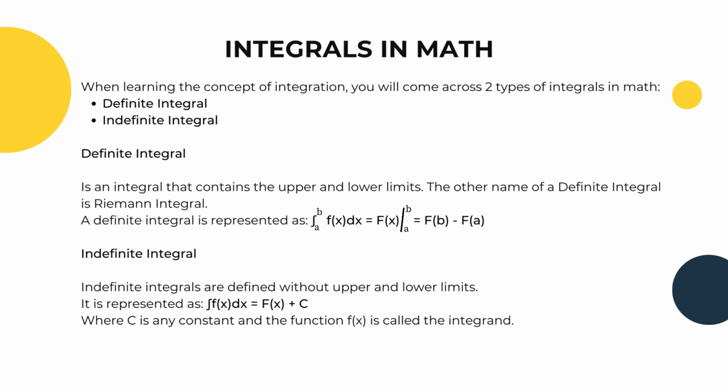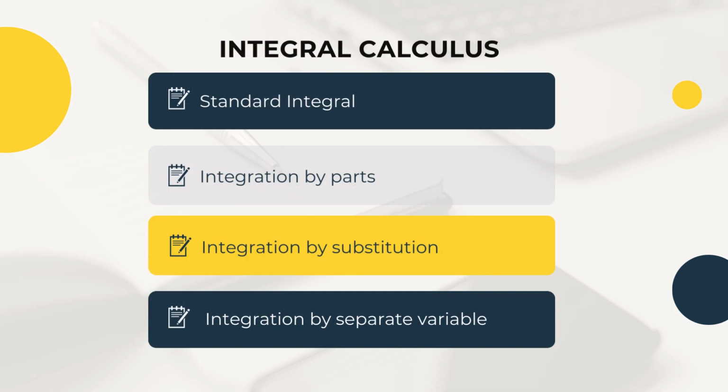An indefinite integral is defined without the upper and lower limit and is represented as integral of f(x) dx equals capital F(x) plus c, where c is a constant and the function of x is called the integrand. Hopefully in our future videos, we can talk more about this c and understand what it is, where it comes from, and why we need it. In today's video, we will talk about standard integral, integration by parts, integration by substitution, and integration by separation of variables.